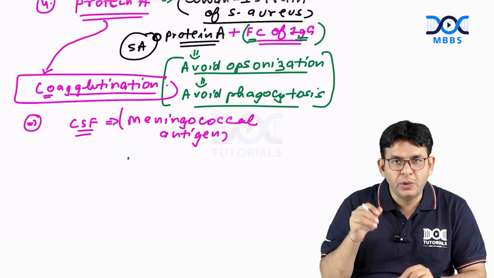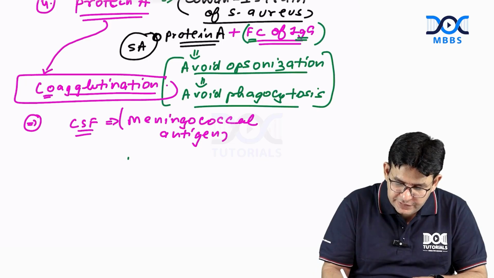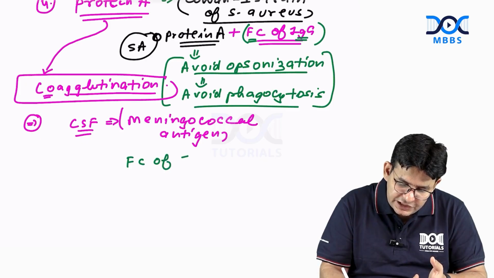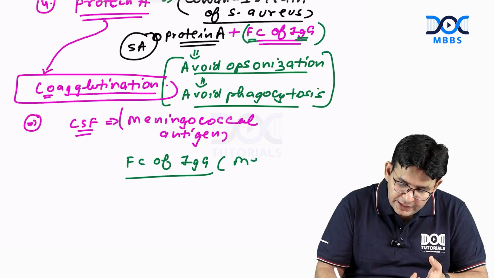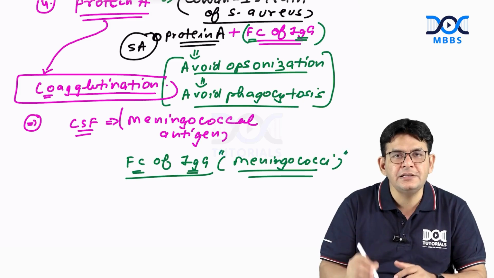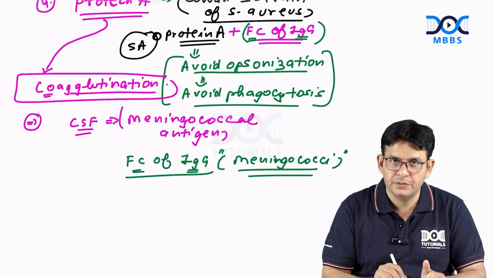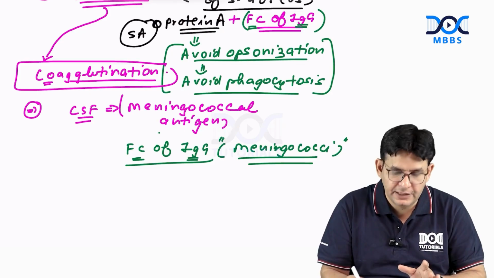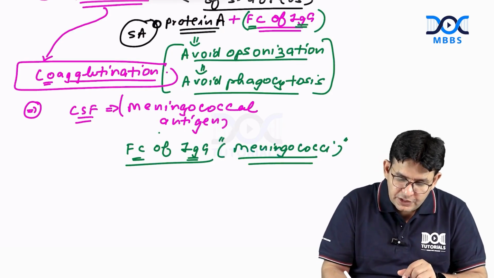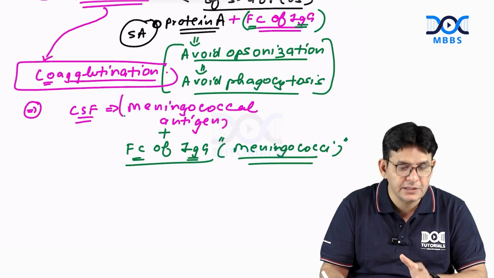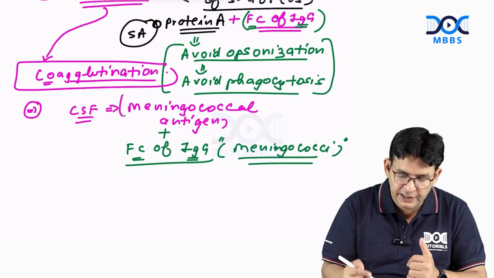So what do we have with us? We have ready-made antibodies, meaning we have the Fc fragment of IgG of which organism? Meningococcus, meningococci, I should say. These Fc fragments of IgG of the meningococci are ready-made available with us. And we have taken the sample of the patient in which we want to find out the meningococcal antigen. So when you mix this, they bind and agglutinate. These ready-made ones with the meningococcal antigen will agglutinate.